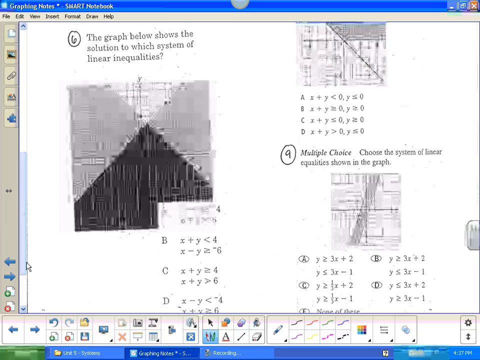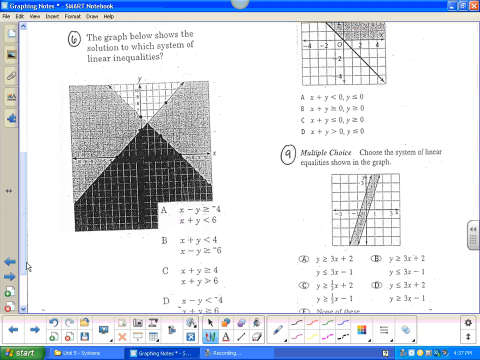The graph below shows the solution to which system of linear inequalities? Okay, well, these unfortunately are not solved for y. So you could look at it as you have to solve each of them for y. But again, I noticed that I have one solid line and one dotted line. I can see the solid line going through a 4 and the dotted line going through a 6. So solid through a 4 and dotted through a 6, that looks good. This does not. This is going to be a dotted line with a 4, so it's out.